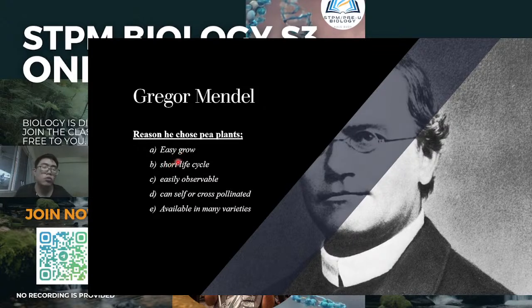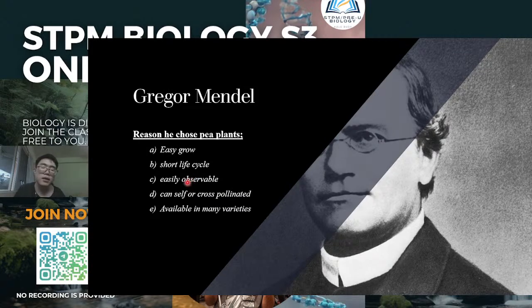And then B, a short life cycle. It can easily grow and become an adult compared to other plants, and compared to humans also, because humans normally require 18 years to become adult. But plants do not need that. Plants normally require only a few days. So it is also easily observable. The characteristics of these plants are easy to observe.